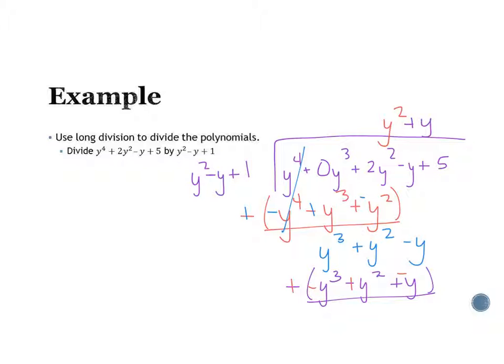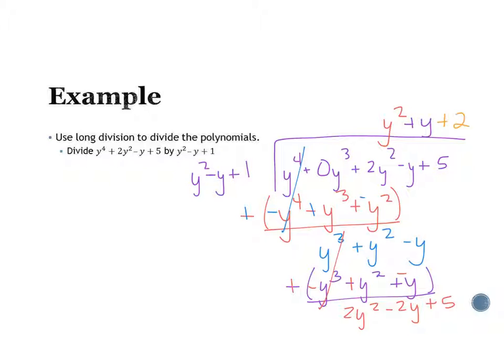So y cubed minus y cubed, those should always cancel. y squared plus y squared is going to be 2y squared, and negative y minus y is negative 2y, and we need to bring down our plus 5. All right, and this will be our last step, especially because we're almost out of room here. y squared goes into 2y squared how many times? y squared times what is 2y squared? So the answer is 2. So plus 2, this is now my constants column.